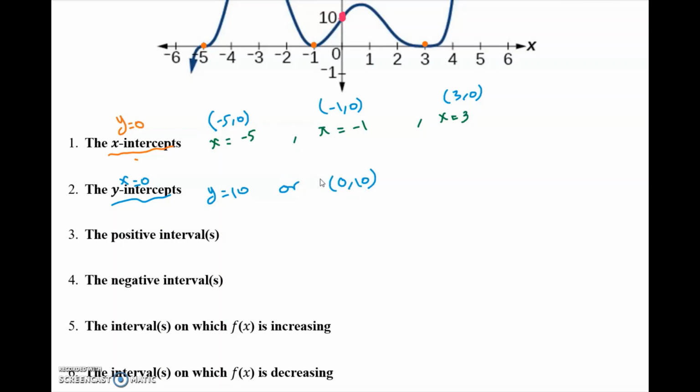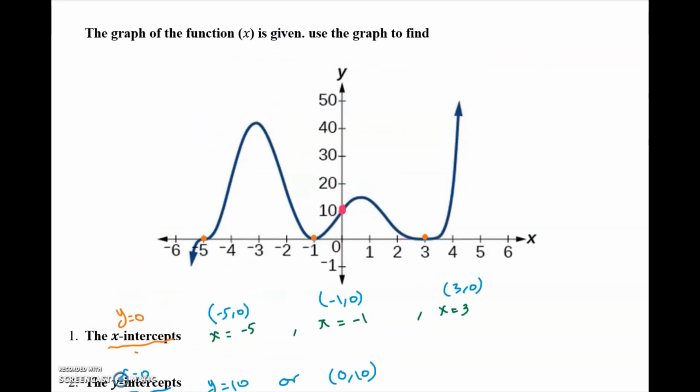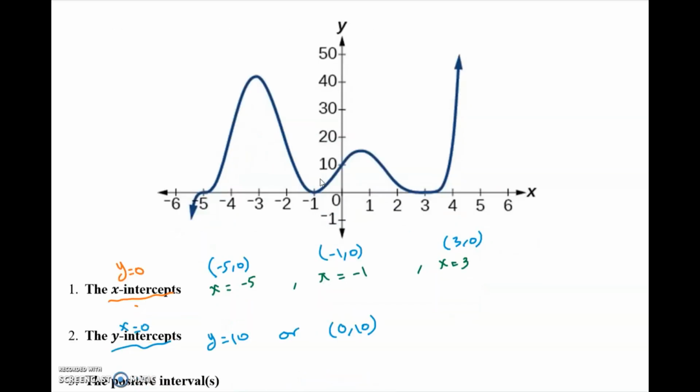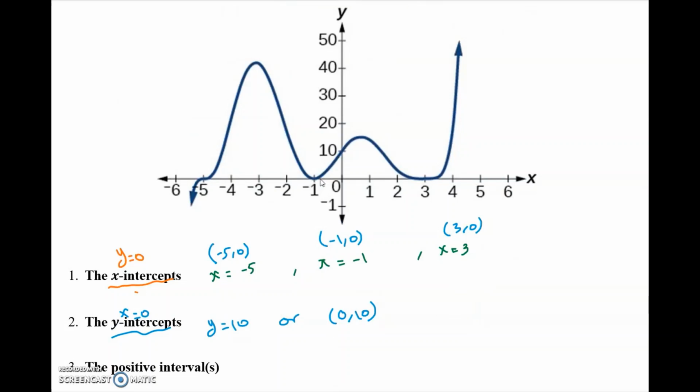That's the ordered pair. Now we are going to talk about positive and negative intervals. A positive interval is the part of the graph above the x-axis, in which it has a corresponding positive y value. So everything above the x-axis has a positive y value. Everything below the x-axis has a negative y value. So whatever is below the x-axis is a negative interval.